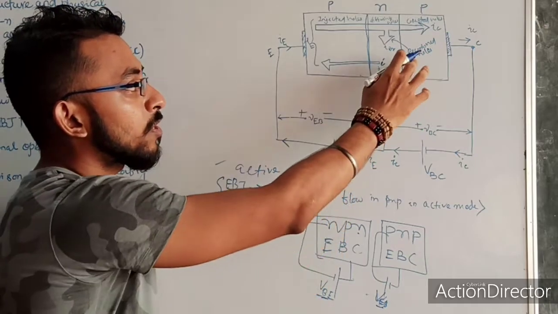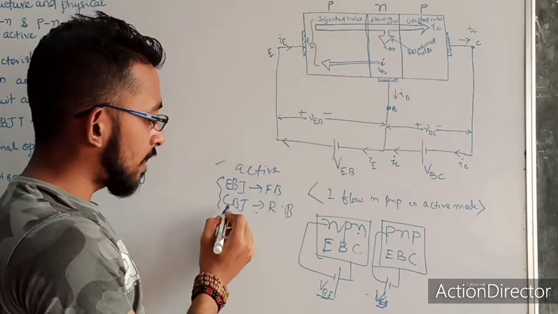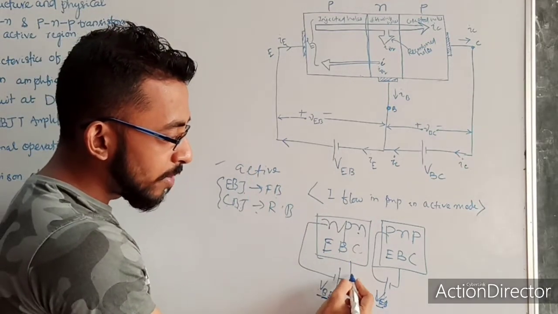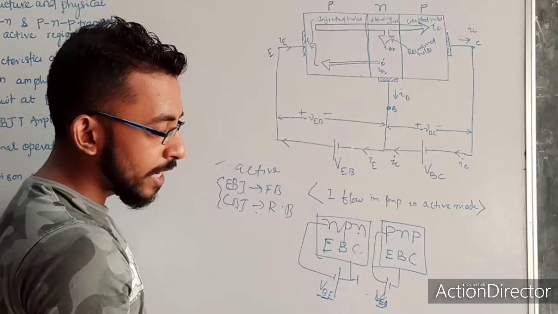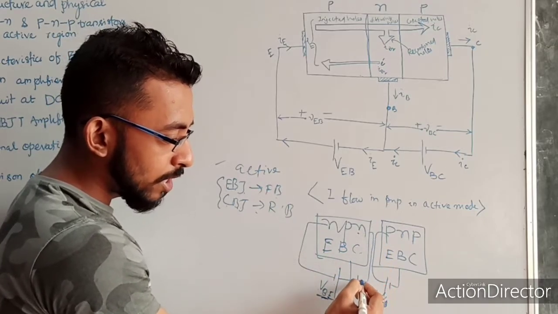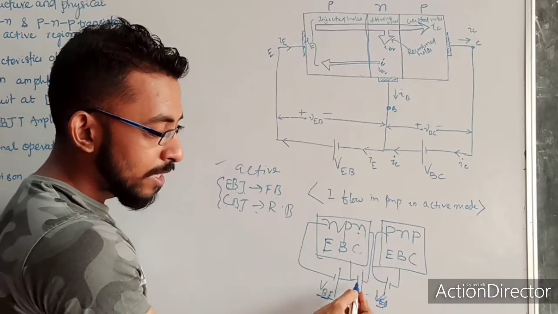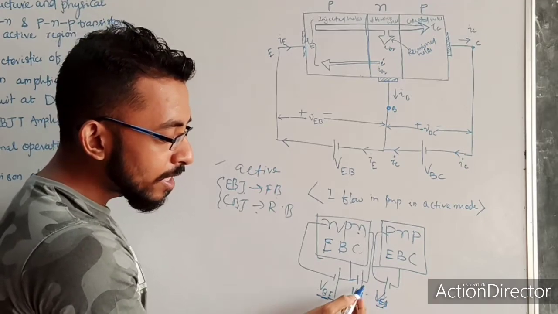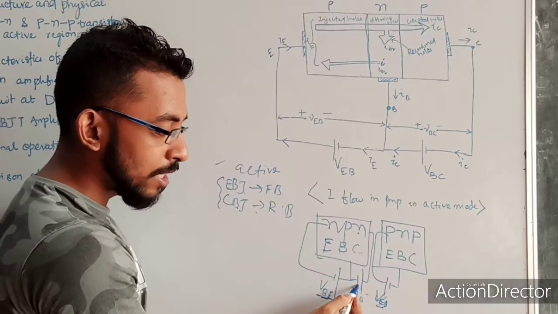Now, for the collector base junction, that is CBJ, that will be in reverse bias. In the previous case, the base, which is P type, was connected to the negative terminal of the battery, and N type was connected to the positive terminal of the battery. Then only it will become reverse bias, and it was written as VCB. Why? Collector is at higher voltage than base.